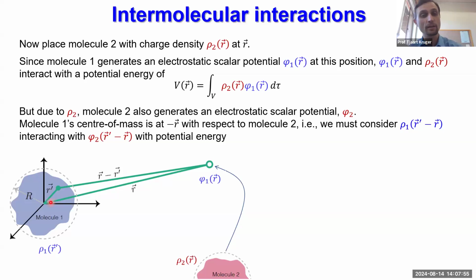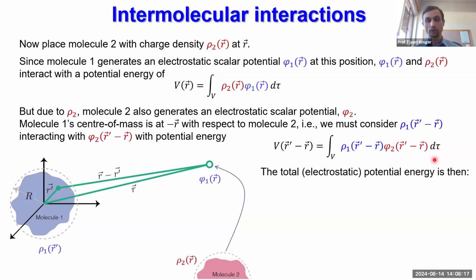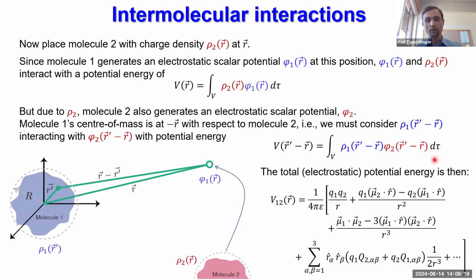So molecule 1's center of mass is at negative R with respect to molecule 2. In other words, we must consider this charge density interacting with this potential. Okay, and the resulting potential energy is then given by this. Okay, so the total interaction energy is the sum of these two. And if we again divide this into all the multiple moments, we are getting all these terms. Okay, so the total electrostatic potential energy is given by this equation.